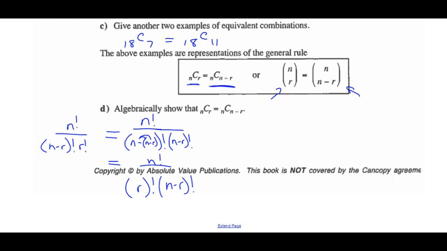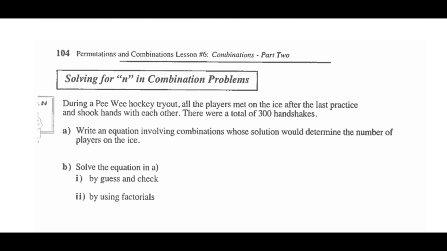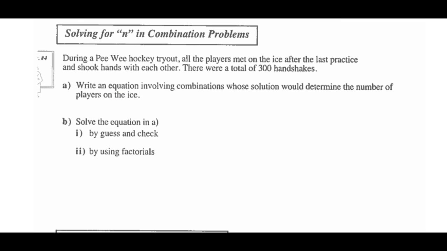All right. So if you go right from your combination notation formula, you're going to get the same thing. Great. Let's look at example 4. Solving for N in combination problems.